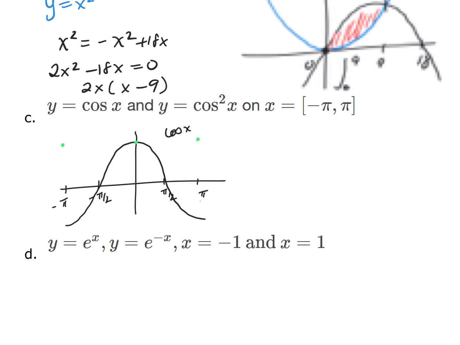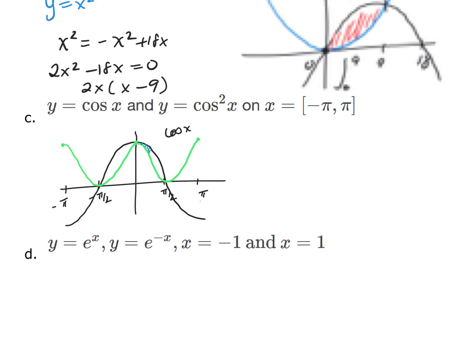So I'm going to end up with the graph that's going to look something like this. It's going to come down. It's going to come up. It's going to come down. It's going to come up. And so you can see that it does have symmetry, so I get to use the symmetry.